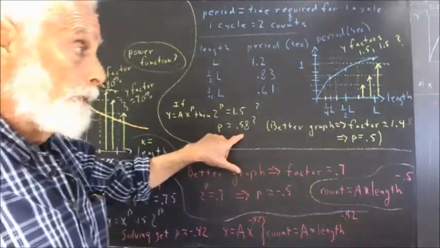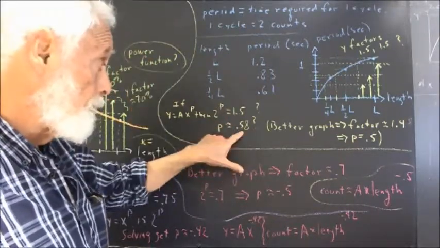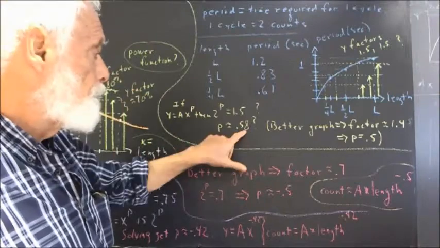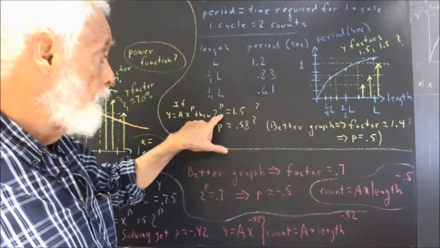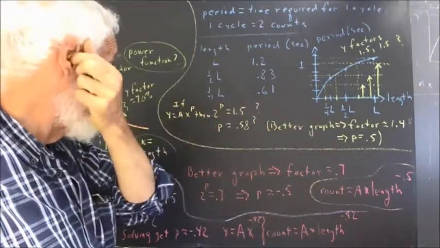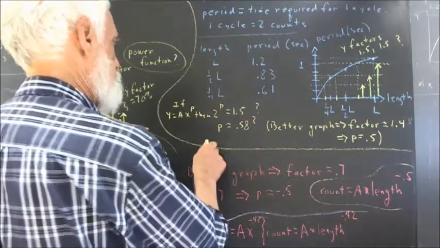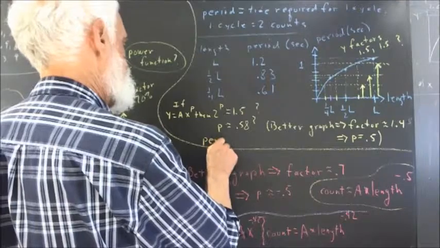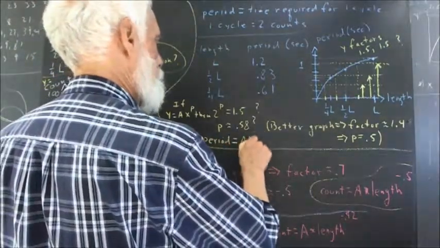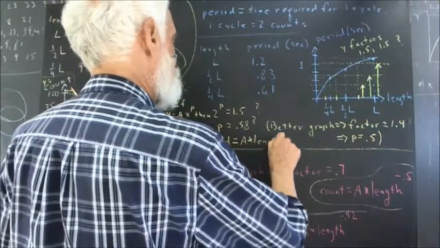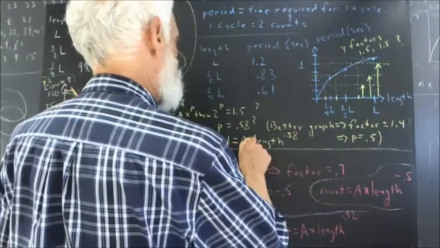Solving by trial and error or using logarithms. If you know logarithms, use them. Trial and error is okay, doesn't take long. I believe when P is 0.58 to 2 significant figures, that's the closest value of P that gives us 2 to the P equals 1.5, so that our model is period equals A times length to the 0.58 power.